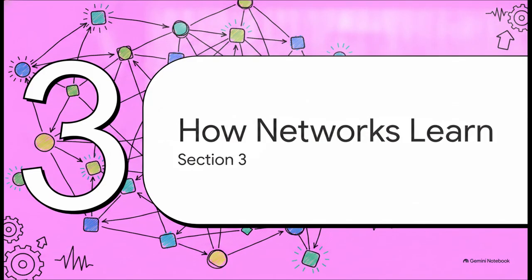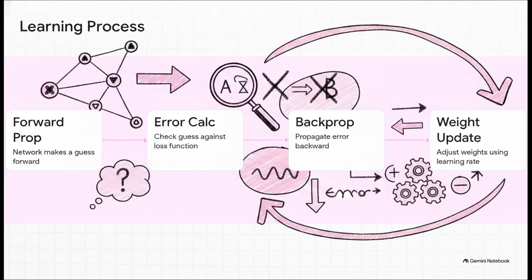Section 3. How neural networks learn. Let's actually look under the hood at the mechanics of how a network improves itself over time. You've got to memorize this exact 4-step sequence for your short answer questions. Honestly, think of it like taking a practice test. Step 1, forward propagation. The network takes a guess forward on the test. Step 2, error calculation. It checks that guess against the answer key using the loss function. Step 3, backpropagation. It looks backward through the network to see which weights, or which topics, it totally misunderstood. And Step 4, weight update. It adjusts its knowledge using a learning rate so it does better next time. That loop right there, that is the entire essence of machine learning.